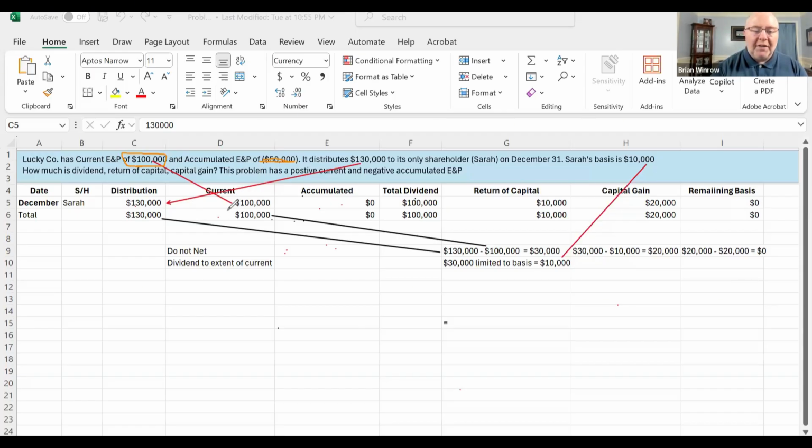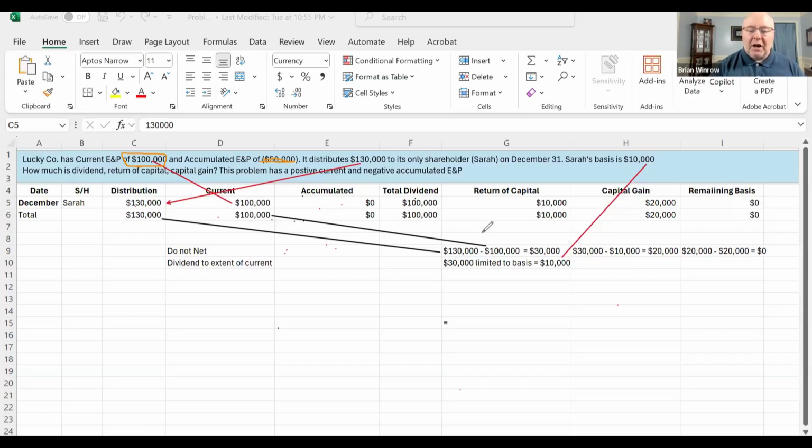Okay. So if we look at this, we have current of $100,000. Because we're not netting them, it's current to the extent. So we have a current dividend of 100,000 from current E&P. There was no accumulated that we can use, so our total dividend is going to be $100,000. But we have $130,000 of distribution because that's what it tells us. We've used 100,000, so we have 30,000 remaining.